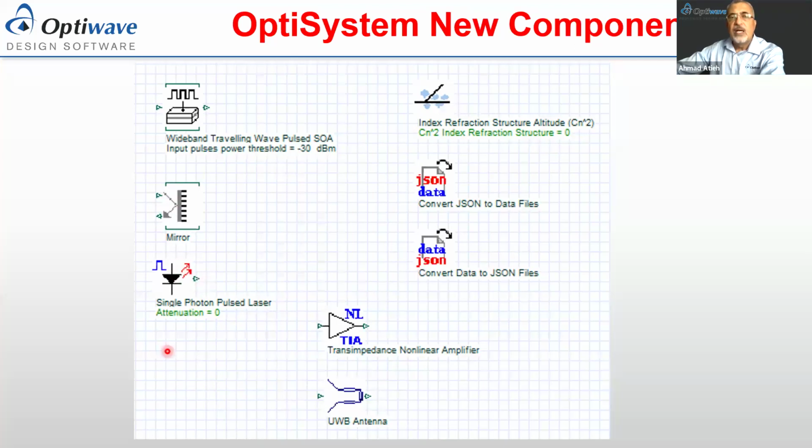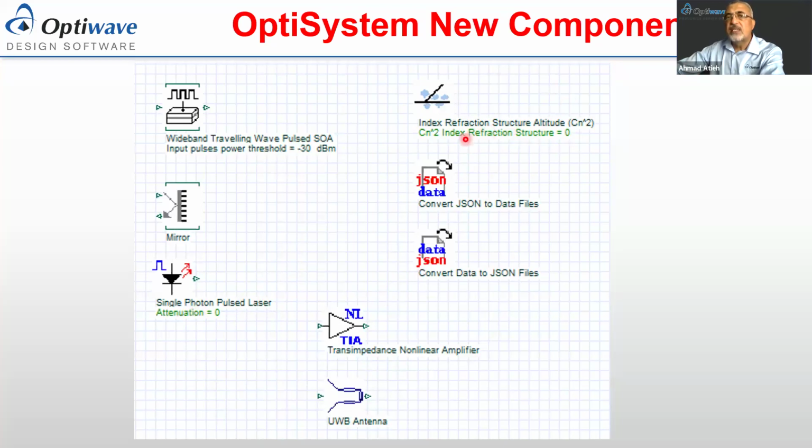The single photon pulse laser is able to generate a single photon or any number of photons you desire, based on non-return to zero pulses. So it depends on the sequence of pulses. You can set it up, and then for each pulse, you can set the number of photons you require.